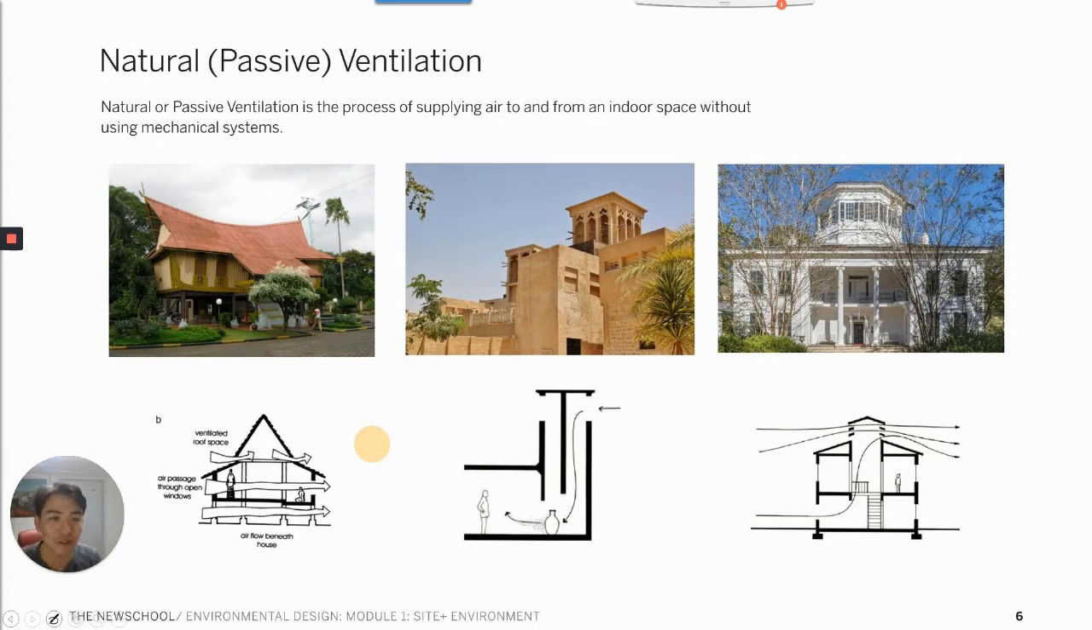In order to ventilate the building, you can first use natural ventilation, which is the topic of today's class. Natural or passive ventilation is the process of supplying air to and from an indoor space without using a mechanical system. People around the world have been accumulating local knowledge about their own climate to come up with brilliant architecture designed to enhance natural ventilation.